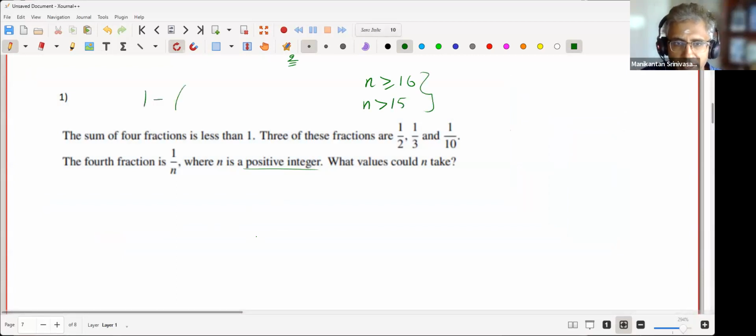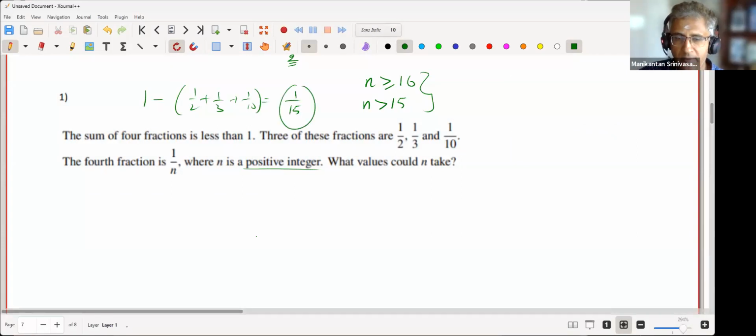For people who didn't get it, we just do 1 minus this, and this comes out to be, I think, 1 by 15, right? So you need N to be such that the fraction is less than 1 by 15, which means the denominator must be larger than this. Okay, makes sense. All of us okay, right?